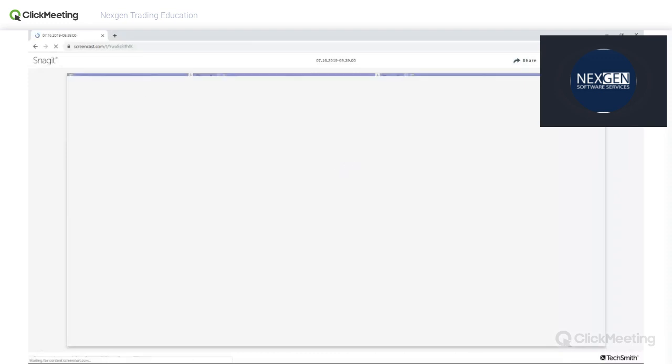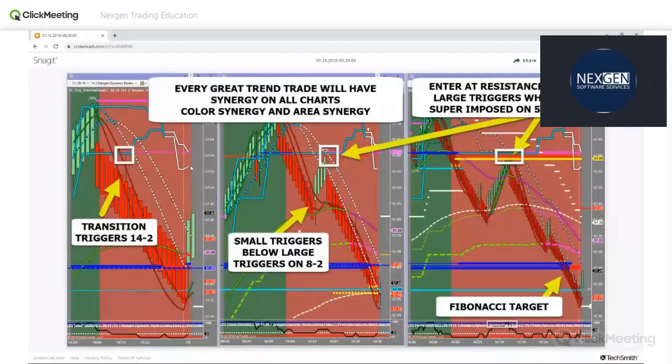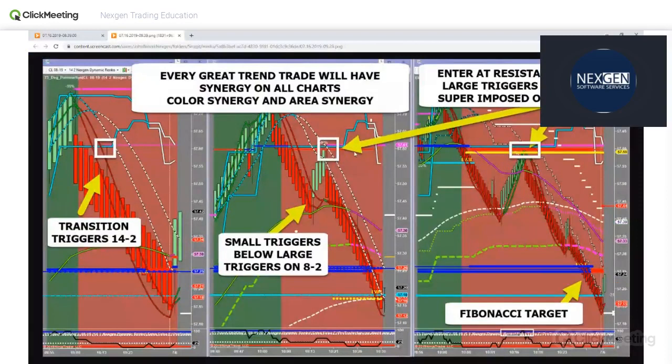So you can have the 14.2 triggers agree, the 8.2 triggers agree with the fibs and the areas. And when they all line up, you usually end up with high probability trades.